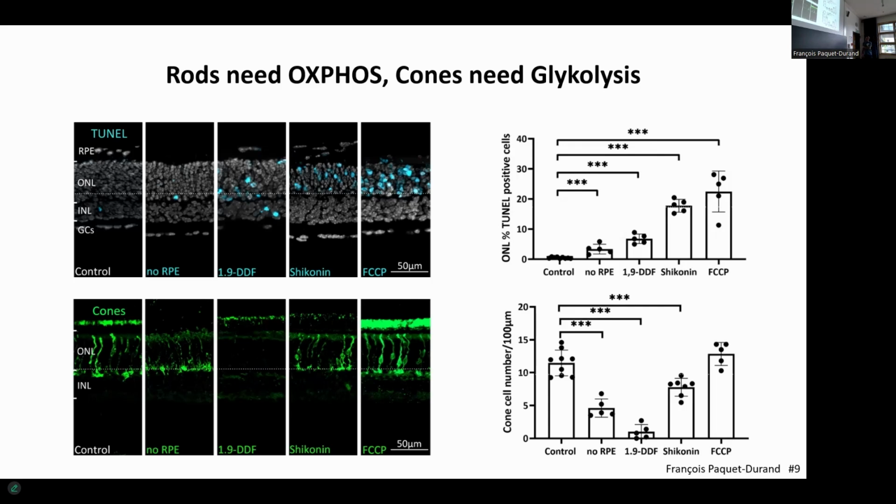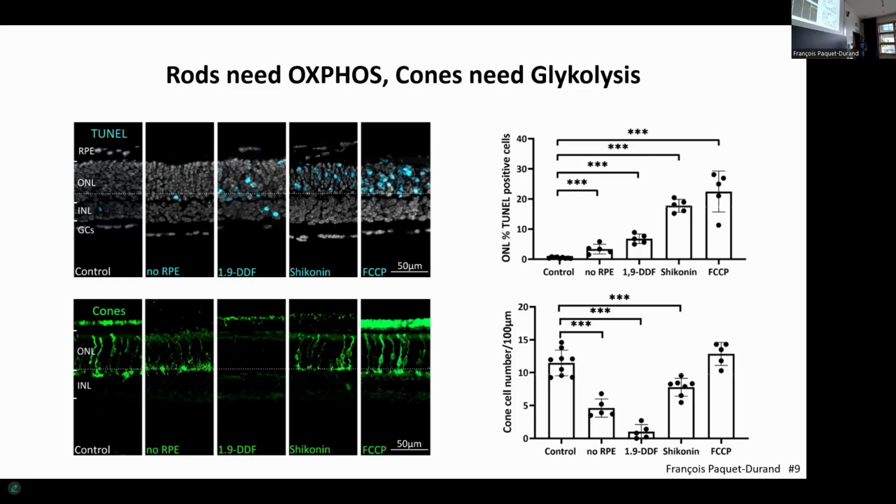So the conclusion that we drew from this experiment was that the rods are really dependent on oxidative phosphorylation because they are very sensitive to FCCP. If you have no cones dying here, all cones present, but lots of cell death, what's the other cell type that's there? It's the rods. So these 20% dying cells, that must be the rods. So FCCP, ablation of oxidative phosphorylation, really is bad for rods, but not for cones.